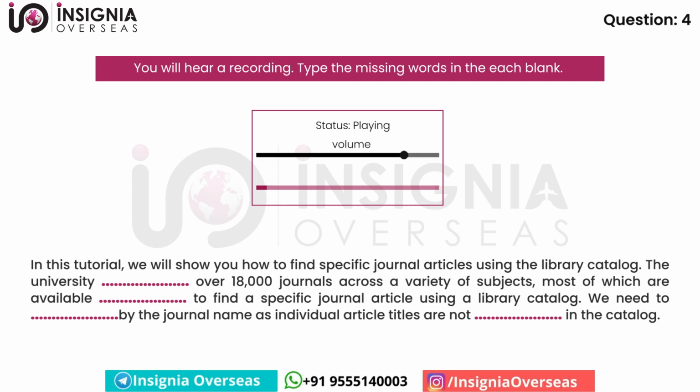In this tutorial, we will show you how to find specific journal articles using the library catalog. The university subscribes to over 18,000 journals across a variety of subjects, most of which are available electronically. To find a specific journal article using a library catalog.